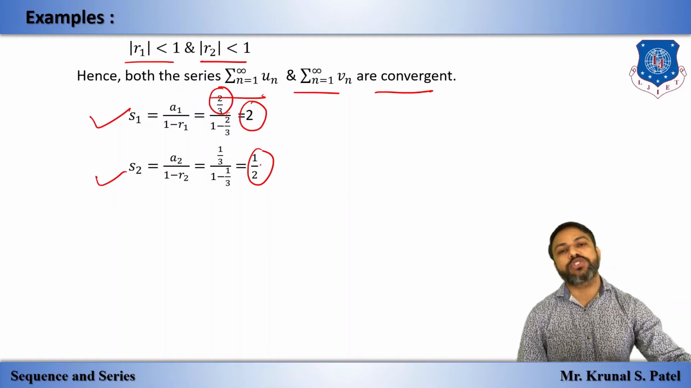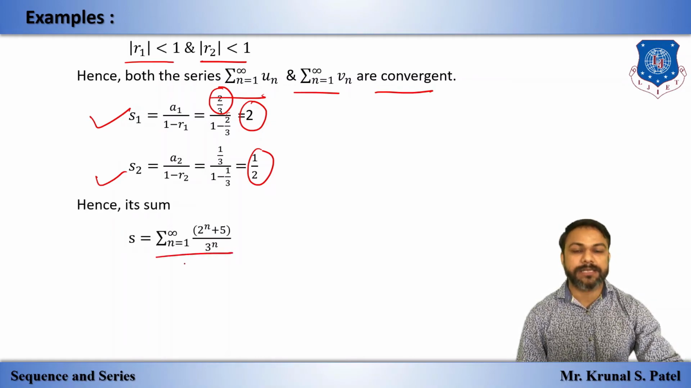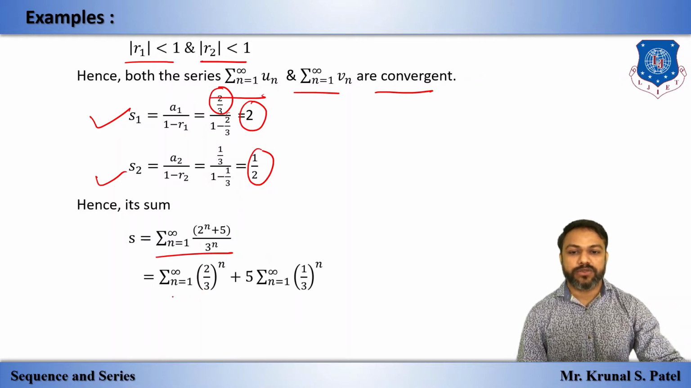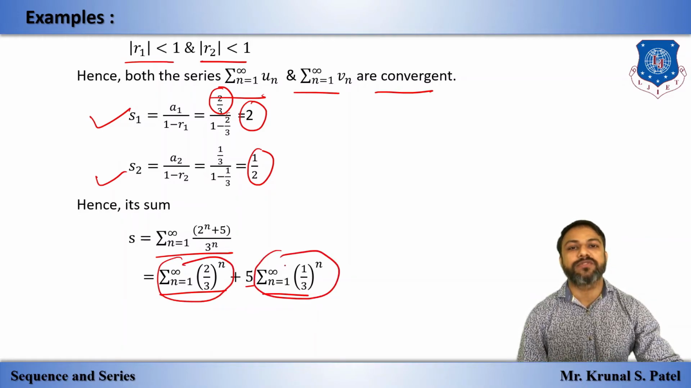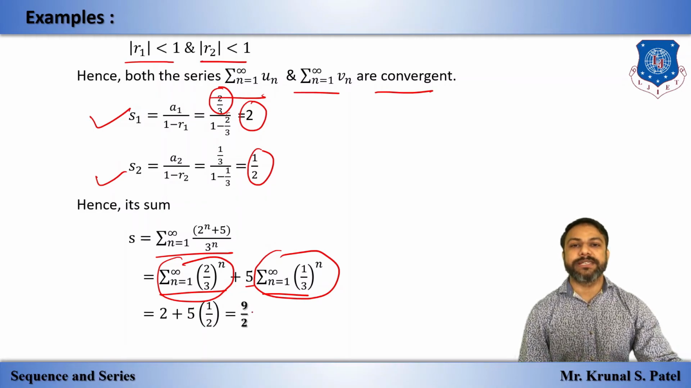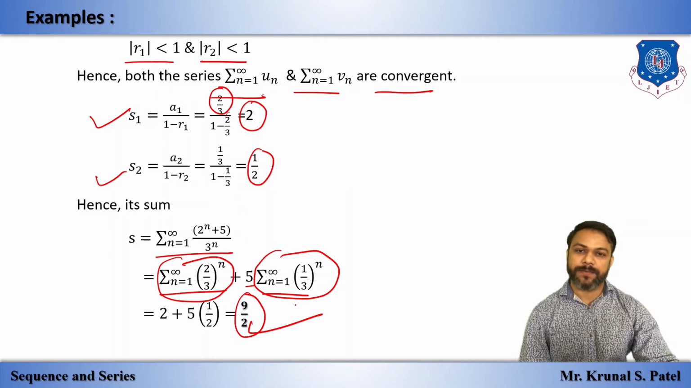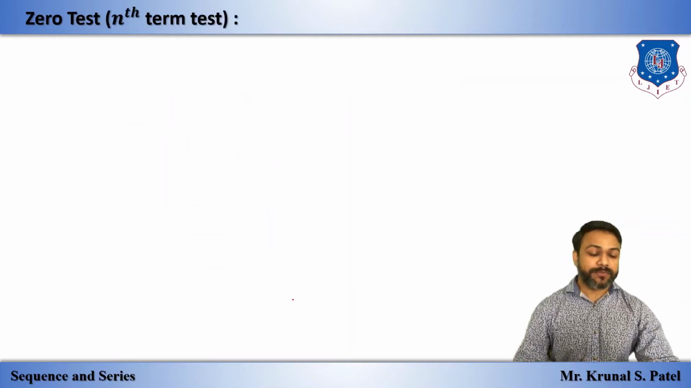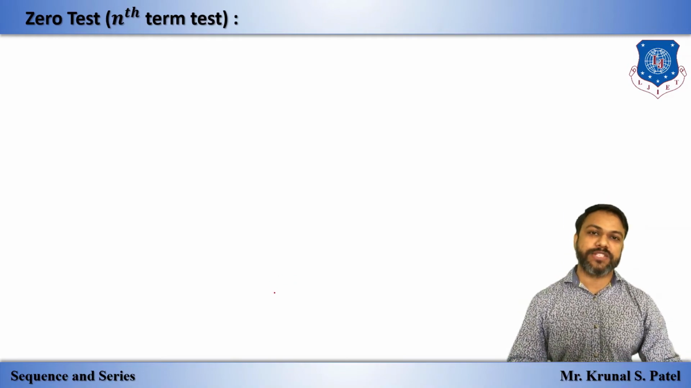Now we will put these two values in the sums. In the original series, 5 is outside; the sum of this series is 2 and the sum of this series is 1 by 2. So 2 plus 5 into 1 by 2, which is 9 by 2. This is our final answer. Okay, so these are the examples based on the geometric series test.